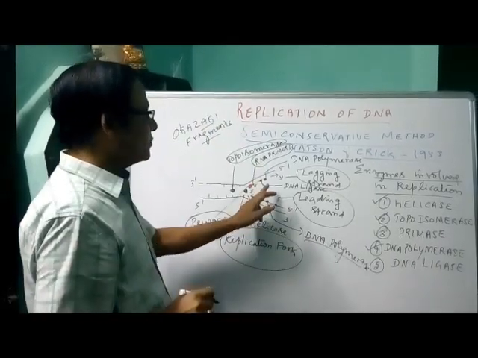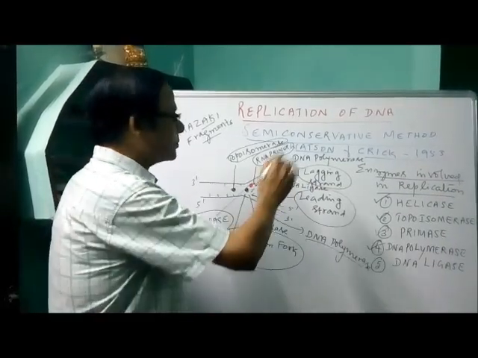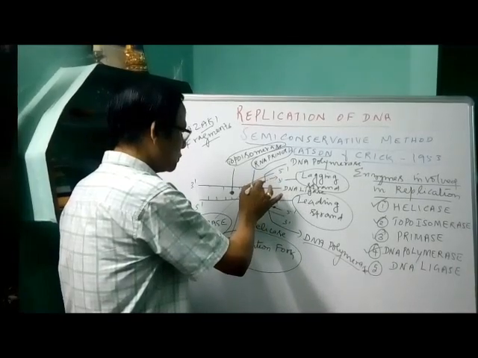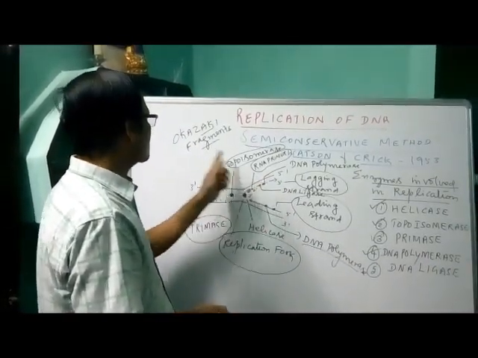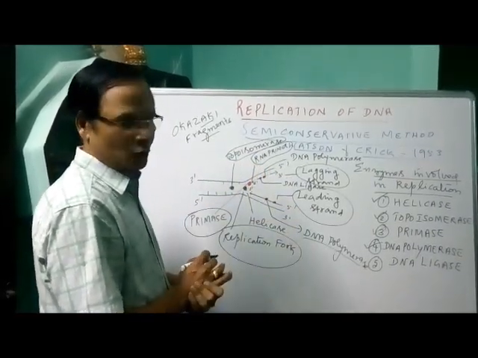Now the synthesis of the lagging strand occurs away from the replication fork, that is, away from the replication fork towards us. That's why I showed it in the form of broken fragments. These fragments are called Okazaki fragments, and the synthesis occurs away from the replication fork.